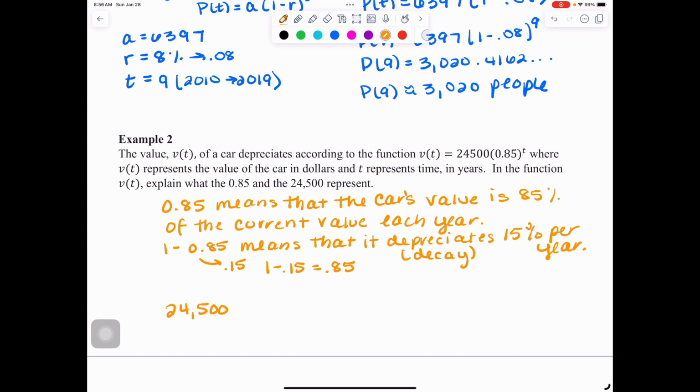Now the 24,500 is the initial amount part of this formula. So this tells me 24,500 is the original value of the car. And that completes your lesson on exponential growth and decay.